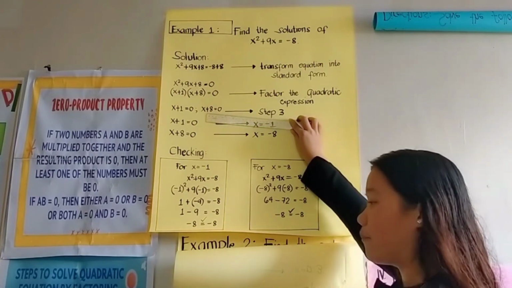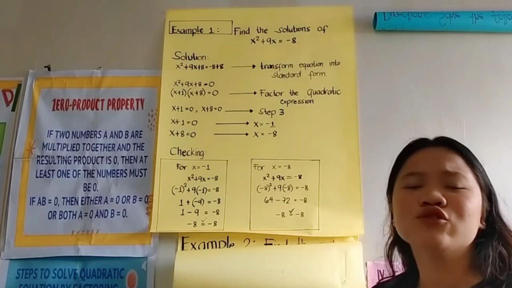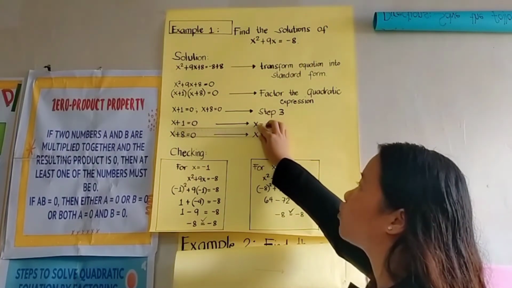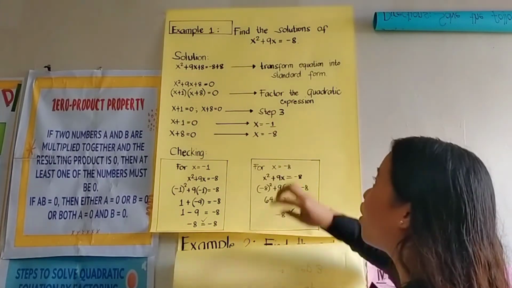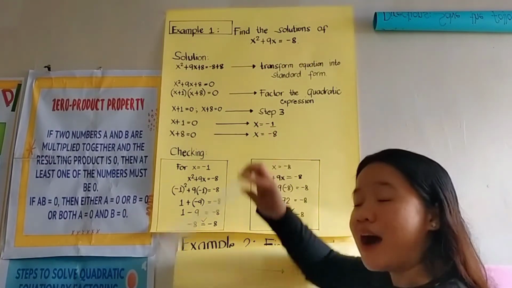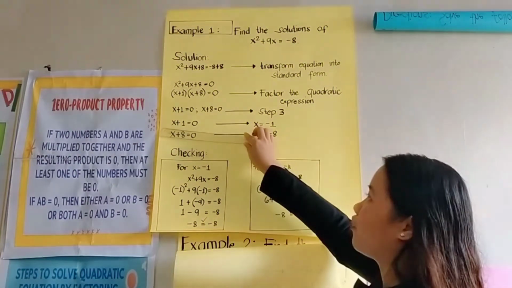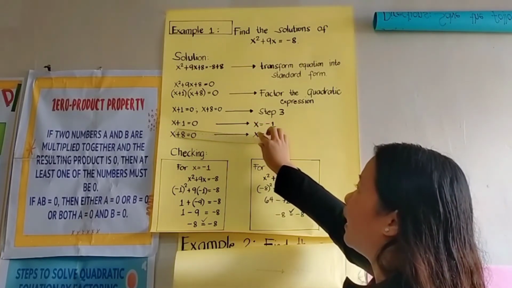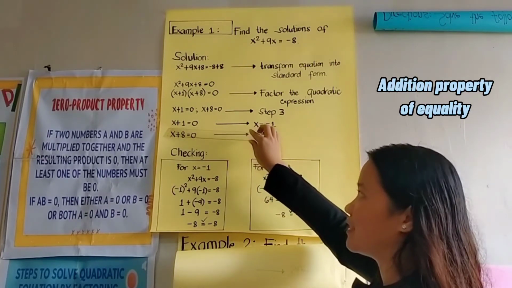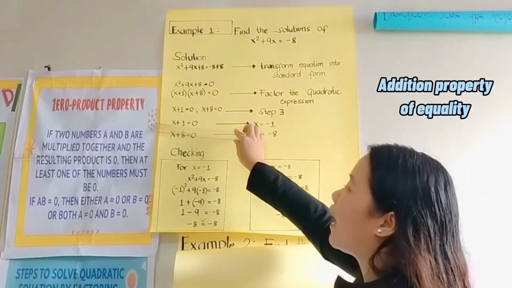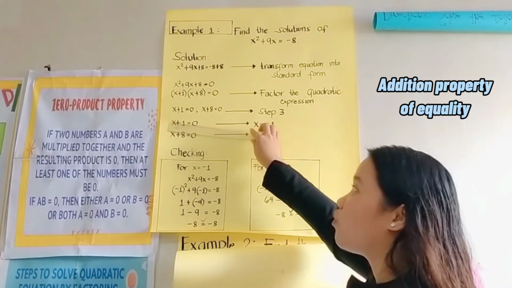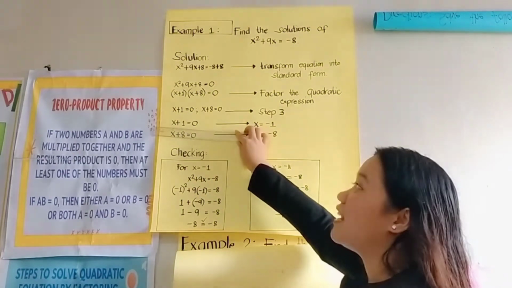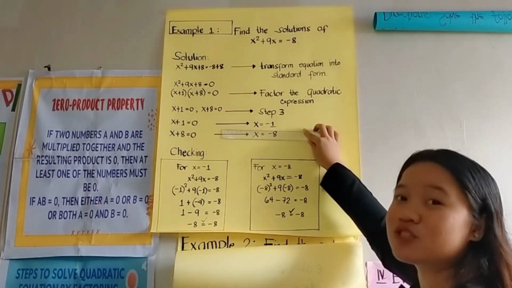Now, let's go to step 4. We solve the resulting equations. How do we solve the resulting equations and find the solutions? If we already have the factors and have equated each to 0, we can find the values of x. For the first factor, we have x plus 1 equals 0, and we can solve this by adding negative 1 to both sides. So on the left side we have x plus 1 minus 1, equals 0 minus 1. We all know that positive 1 minus 1 is 0, so we have x equals negative 1.